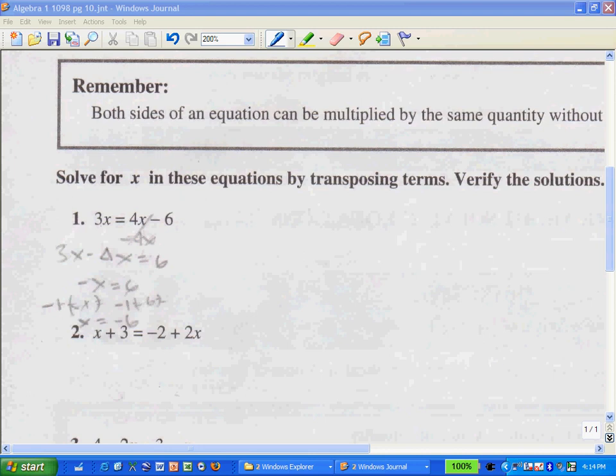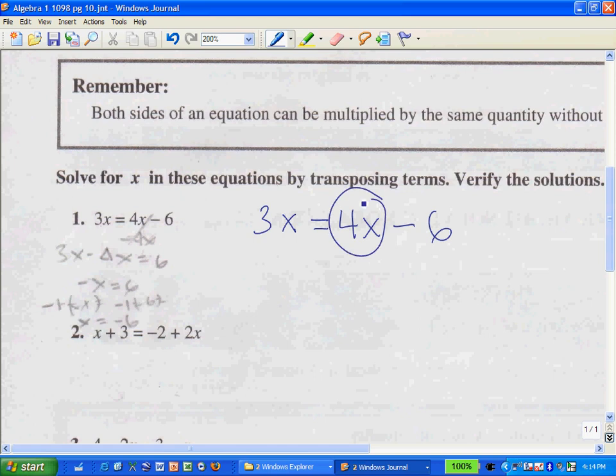This problem looks a little different than the other ones we were doing in the previous pages because we've got 3x equals 4x minus 6. Now, if you notice here, we've got the 4x on one side and we've got a 3x on the other side. What we want to do is get all the numbers with variables on one side and all the numbers with no variables on the other side.